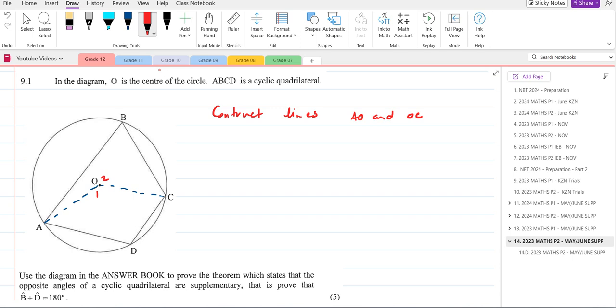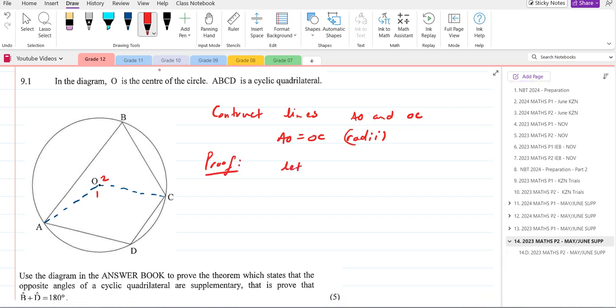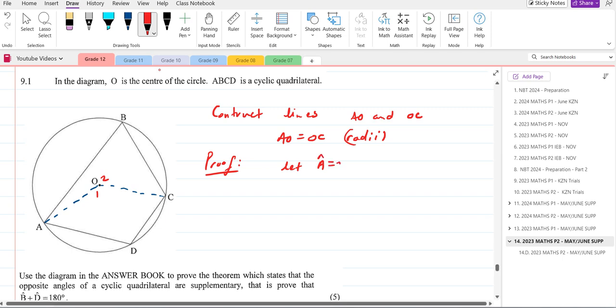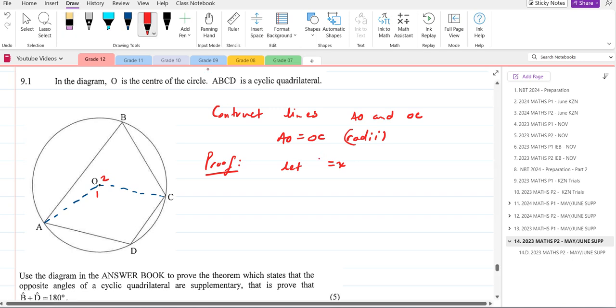Construct lines AO and OC. Remember, AO is equal to OC, radii. Right, so there's a proof here. We're going to say let angle A be equal to X. There's no angle A, it's angle B. Let angle B be equal to X.